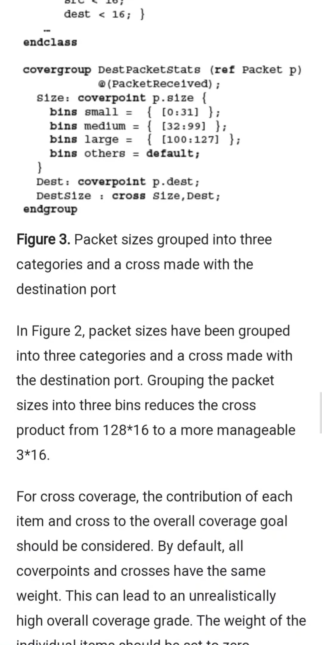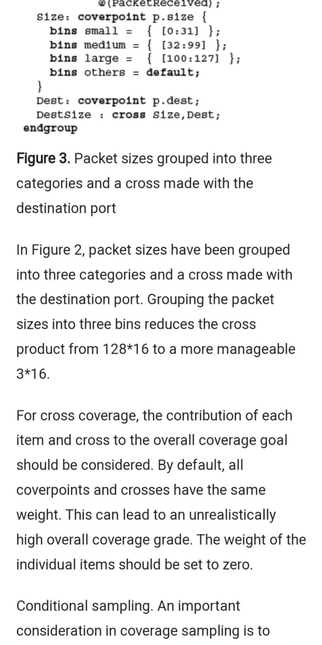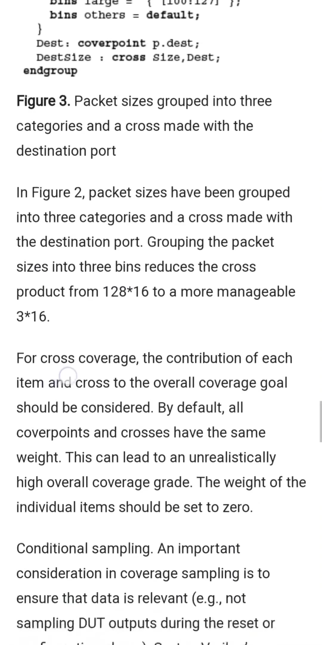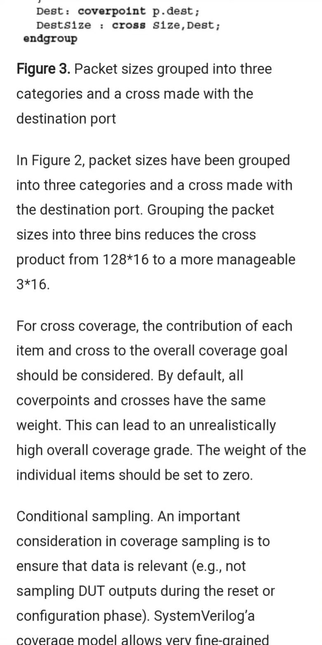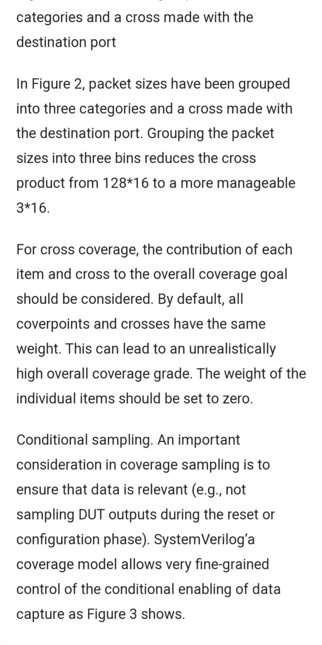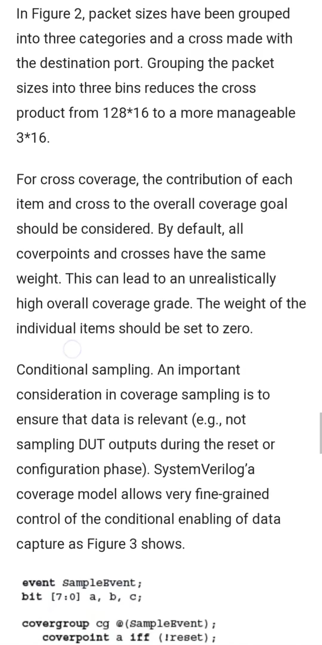In Figure 2, packet sizes have been grouped into 3 categories and a cross made with the destination port. Grouping the packet sizes into 3 bins reduces the cross product from 128 times 16 to a more manageable 3 times 16. For cross coverage, the contribution of each item and cross to the overall coverage goal should be considered.